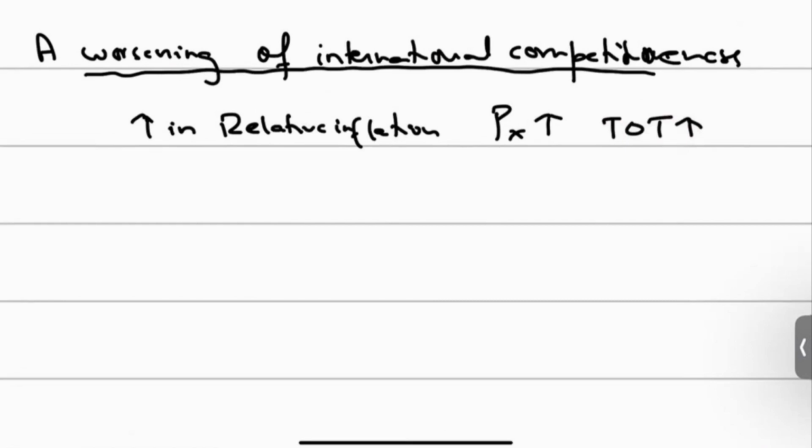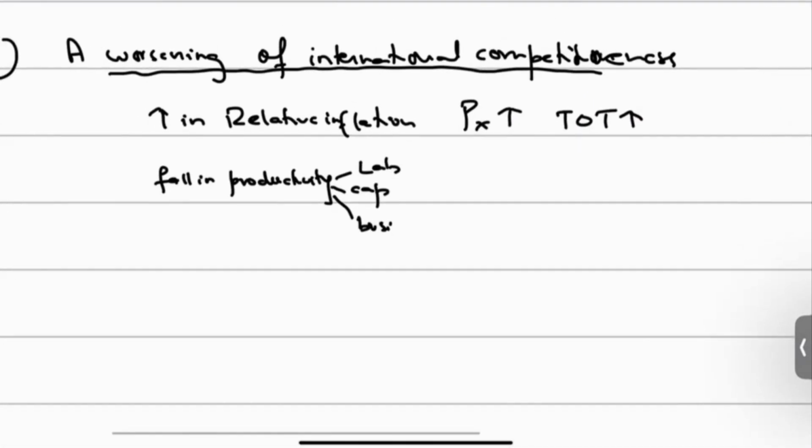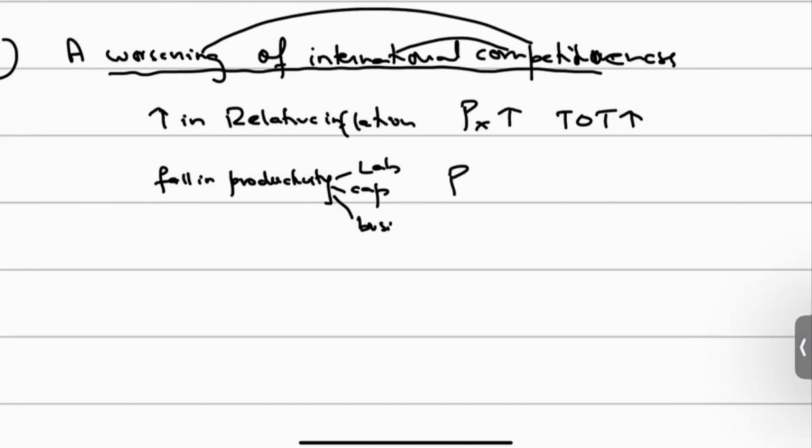Another reason could be a fall in productivity. So if there's a fall in productivity in the economy, a fall in productivity of labor, of capital, of businesses in the economy, overall, if enterprise productivity falls, basically your exports will become uncompetitive. There will be a worsening of the international competitiveness of your goods, and that will increase the price of your exports, and that will improve your terms of trade. But again, that's not a good thing for the economy.